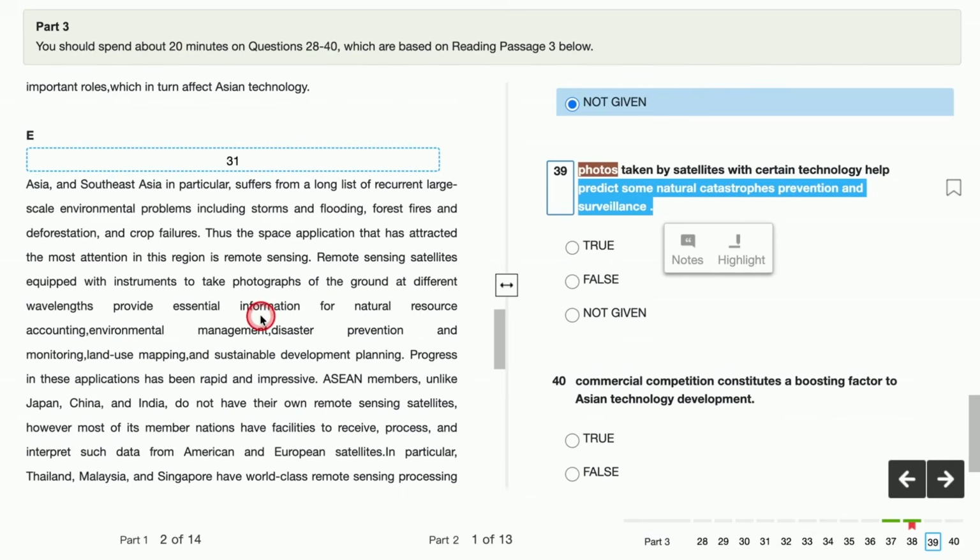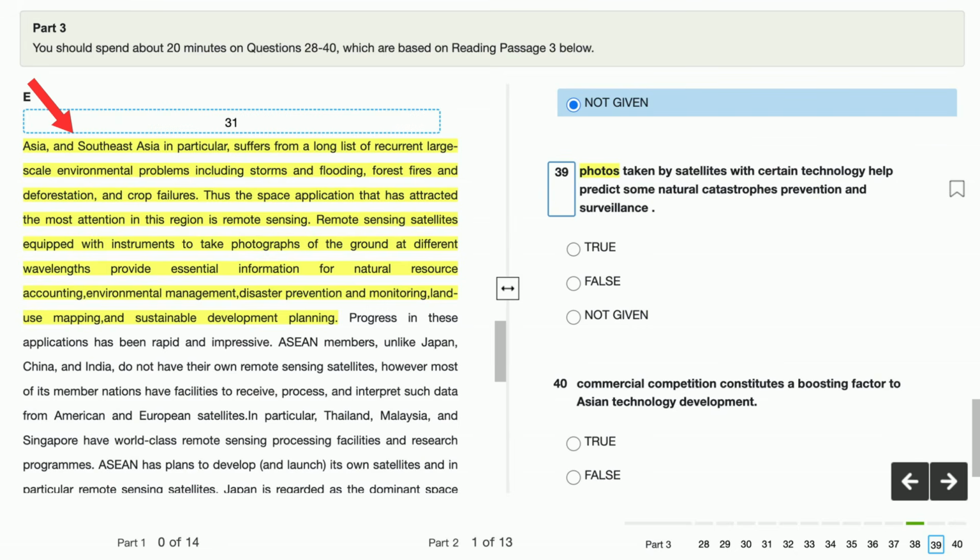Okay, now let's listen to the audio. Asia, and Southeast Asia in particular, suffers from a long list of recurrent large-scale environmental problems, including storms and flooding, forest fires and deforestation, and crop failures. Thus, the space application that has attracted the most attention in this region is remote sensing. Remote sensing satellites equipped with instruments to take photographs of the ground at different wavelengths provide essential information for natural resource accounting, environmental management, disaster prevention and monitoring, land use mapping, and sustainable development planning.